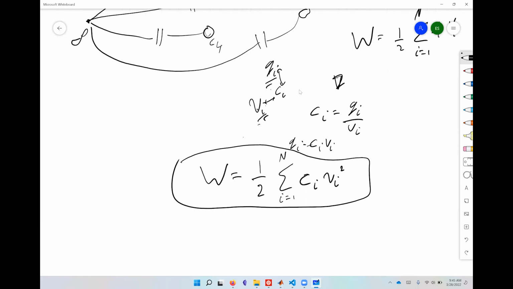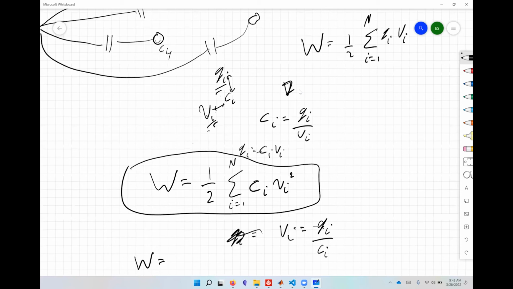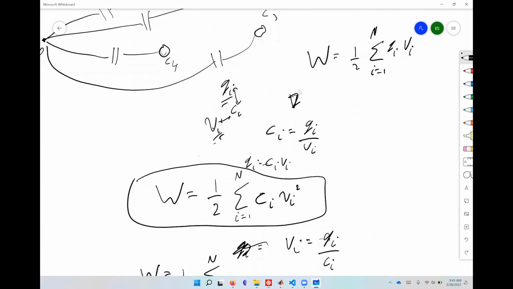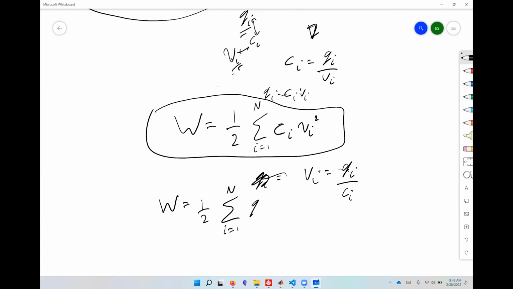Say I know the charges for each object. I don't know what the voltage is. So I know that Vi equals Qi over Ci. I know the charges, but I don't know the voltages. So I re-plug it into this equation, and I get half the sum from i equals 1 to n, and instead of Vi, Qi over Ci. So this becomes Qi squared over Ci.